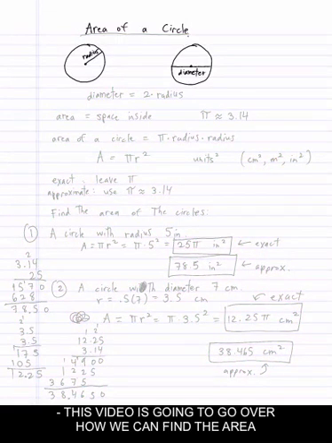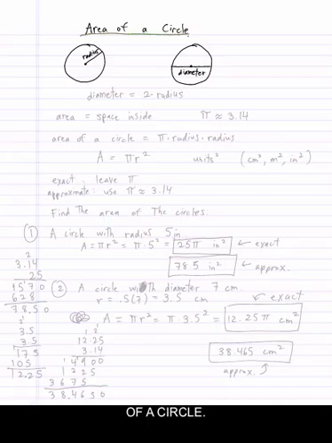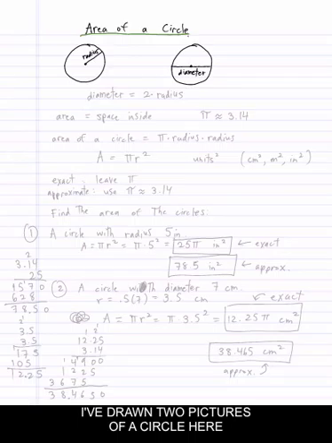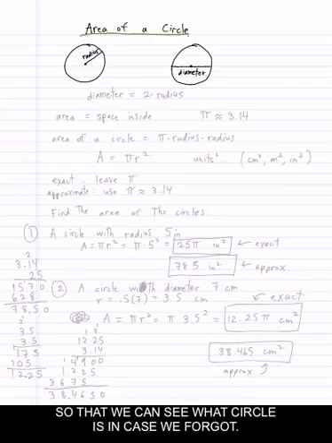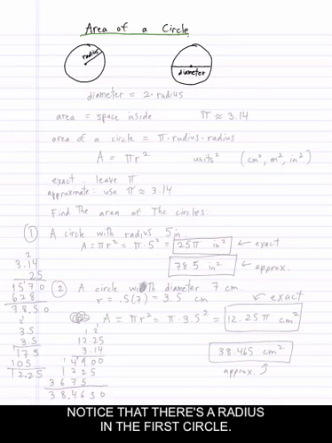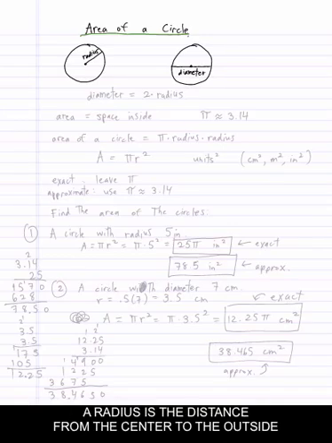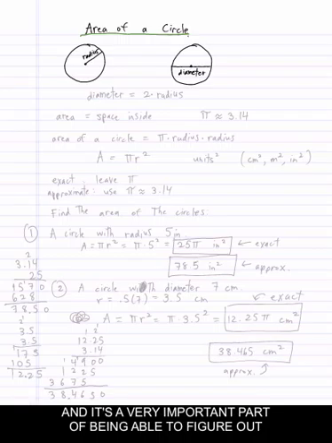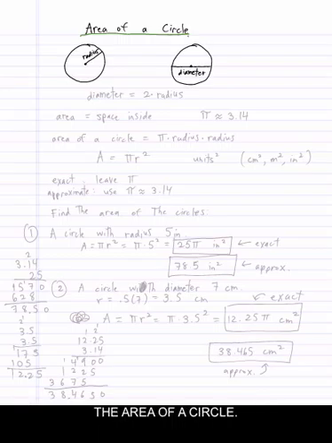This video is going to go over how we can find the area of a circle. I've drawn two pictures of a circle here so that we can see what a circle is, in case we forgot. A circle is a shape that looks like this. Notice that there's a radius in the first circle. A radius is the distance from the center to the outside, and it's a very important part of being able to figure out the area of the circle.